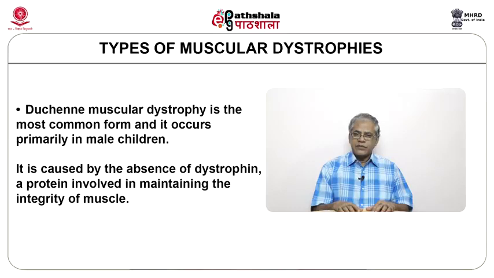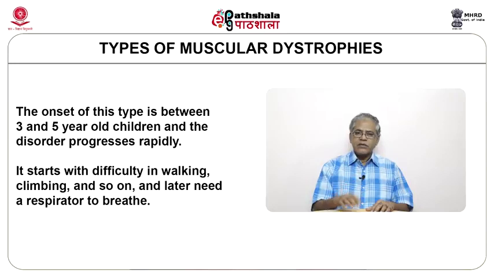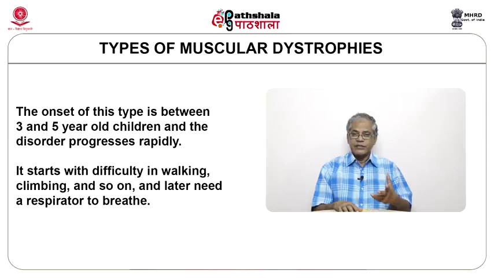Duchenne muscular dystrophy is the most common form, and it occurs primarily in male children. It is caused by the absence of dystrophin, a protein involved in maintaining the integrity of muscle. The onset of this type is between 3 and 5 years of age, and the disorder progresses rapidly. It starts with difficulty in walking, climbing, and so on, and later a respirator is needed to breathe.